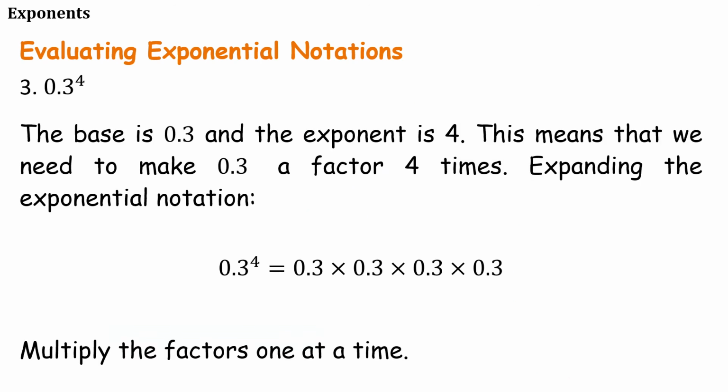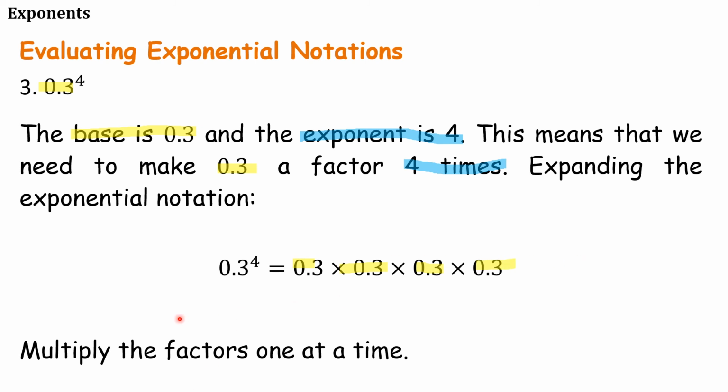Very good. Now let's try this with decimals. The base is what? Our base here is 0.3. That is our base. And what is our exponent? My exponent is 4. And that means that we need to take that 0.3 as a factor and multiply it 4 times, right? So how many times am I going to multiply that? 1, 2, 3, 4 times.